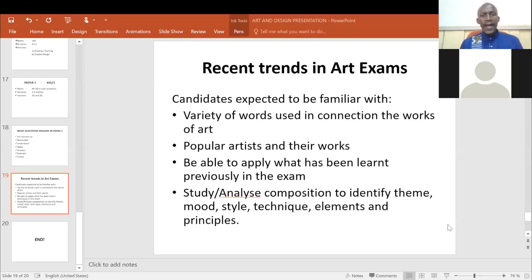Again, I've mentioned the issue about popular artists and their work, and I gave an example of Leonardo da Vinci's work. We have The Last Supper, we have Mona Lisa. There are other artists like Wassily Kandinsky, famous for his cubism style of art. Then let the candidates be able to apply what they have learned previously in class, in the exam. That is being able to relate what they have done practically during the practical lessons to what appears in the exam.